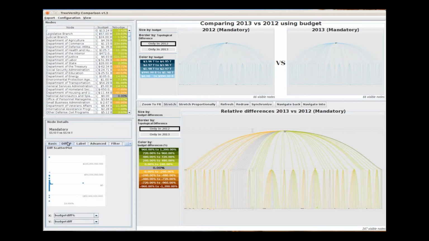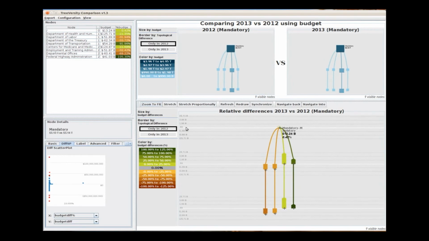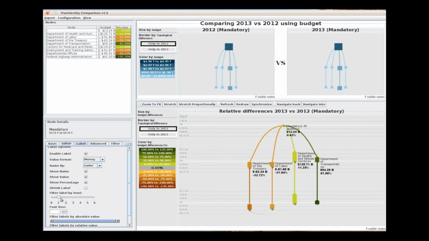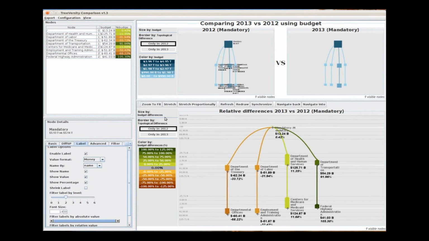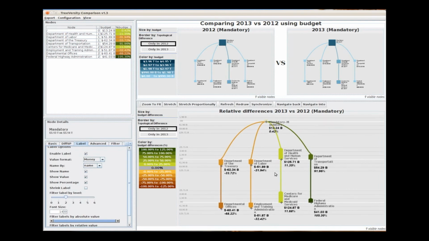Now, if we filter again by the maximum amount of change, I get to see which are the elements that are changing the most. And enabling the labels for this, we can see now that inside the Department of Health and Human Services, that is the biggest increase. Almost all of that increase comes from the Centers for Medicare and Medicaid Services, which seems to be one of the reasons why the mandatory branch is increasing.